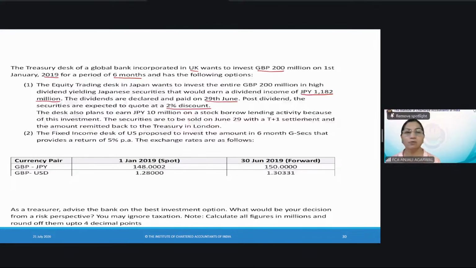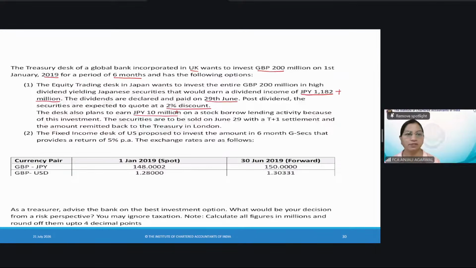The desk also plans to earn Japanese yen 10 million on a stock borrow lending activity because of this investment. So another inflow, 1182 is dividends, 10 million is through stock lending activity. These will be sold on 29th June with a T+1 settlement. So you get the money exactly on 30th of June. And the amount is remitted back to the Treasury in London.